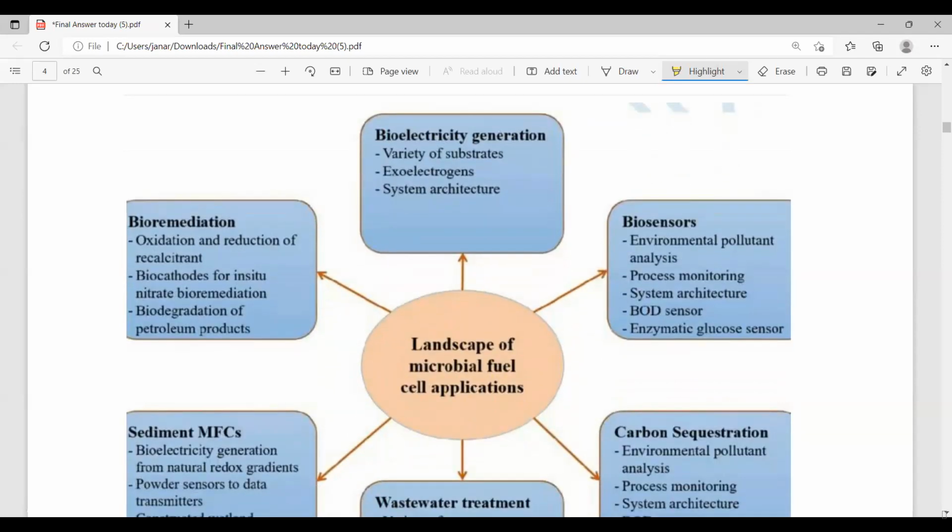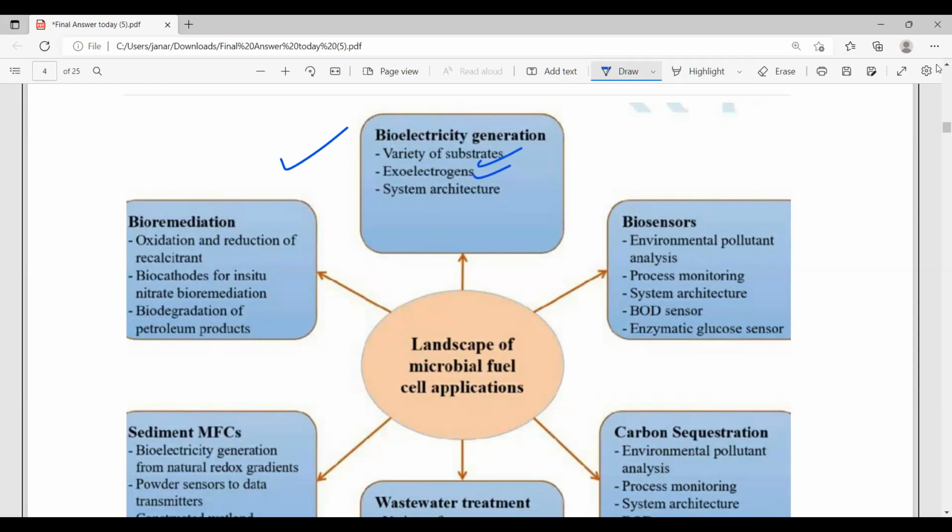Varieties of things like this diagram you can always build. Like this diagram, you can always build important applications. Many things can be written. At least if you study these things, 5-6 also, at least you can put it out in the examination. Okay, sensors, glucose sensors, carbon sequestration.